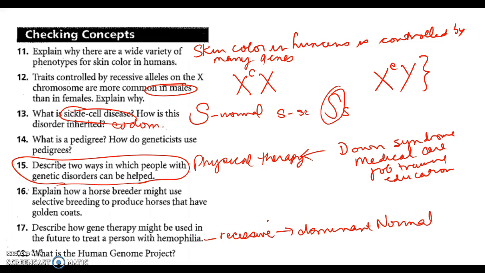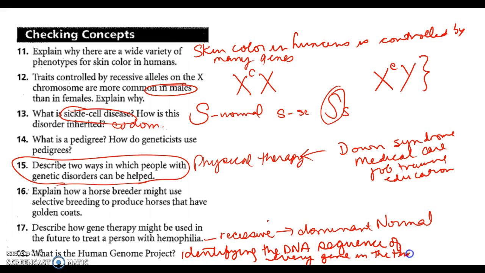What is the Human Genome Project? Well, we said it's a research study with the goal of identifying the DNA sequence of every gene in the human genome. We said the human genome is all the DNA that we have.